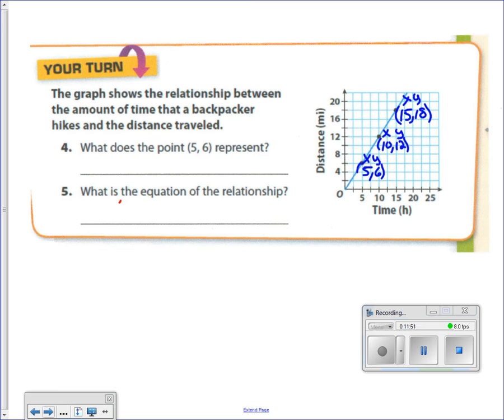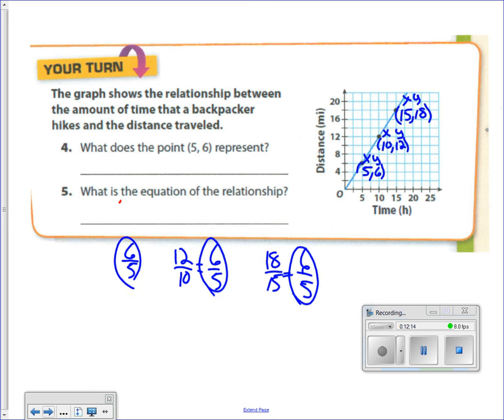So we want to put that in y over x form. K equals, we're going to have 6 over 5. We're going to have 12 over 10. That reduces to 6 over 5. 18 over 15 reduces to 6 over 5. These are all the same, and they are my k. So let's go ahead and answer, what is the equation? We found our k, so y equals 6 over 5 x.